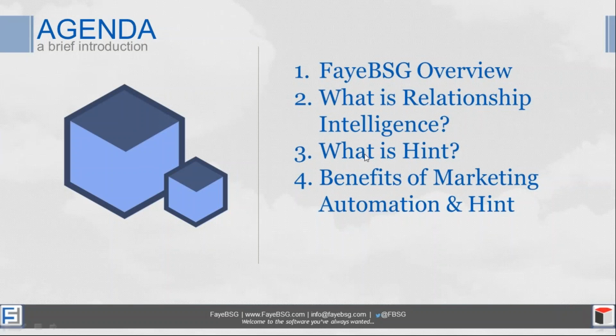As Jesse said, we gave a quick agenda for today's call. So just going to give you a little background on FAE Business Systems Group, while we feel we have the right to speak with you today. Scott is going to give some background on Axon as well. I'm going to touch on what is relationship intelligence, what is marketing automation, what is Hint, and then get into some of the benefits of marketing automation and Hint together.